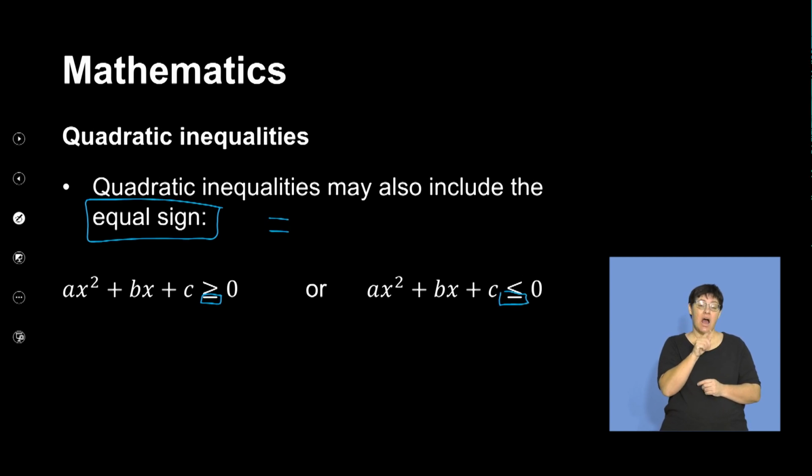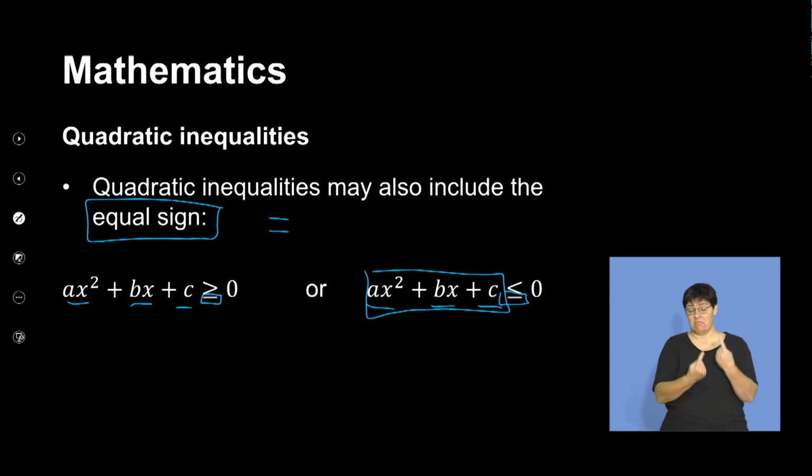So the first one reads as ax squared plus bx plus c is greater than or equal to 0. You don't say equal to or greater than. You start with the greater than because that's the main inequality that we have there. The second one reads as ax squared plus bx plus c is less than or equal to 0. So it means this whole expression can either be 0 or less than 0, or this whole expression can be 0 or greater than 0.